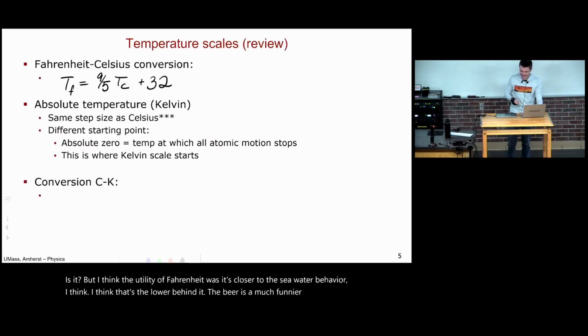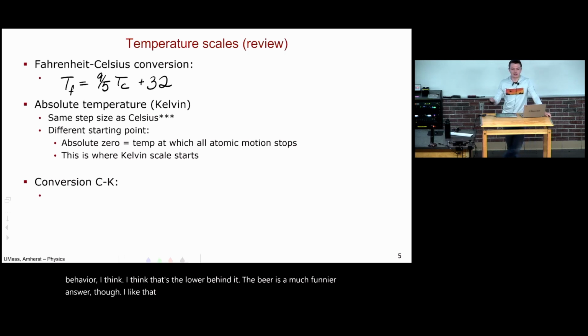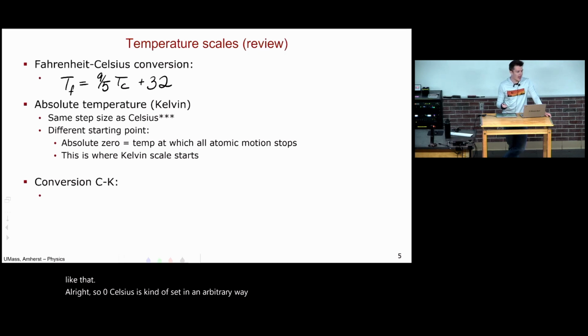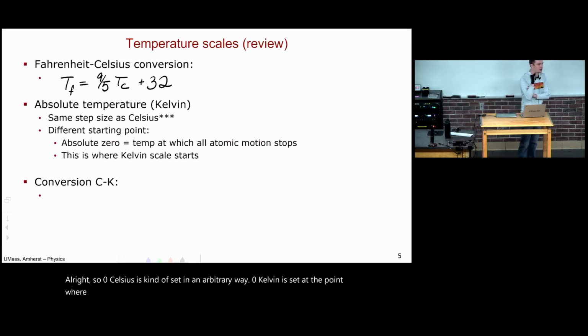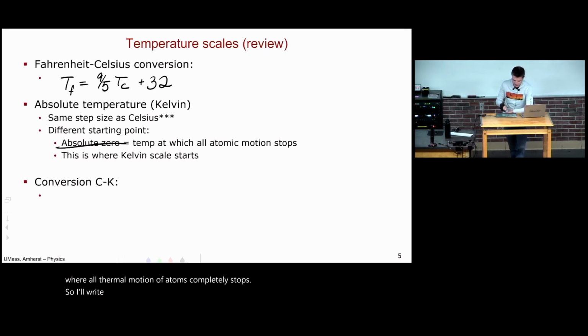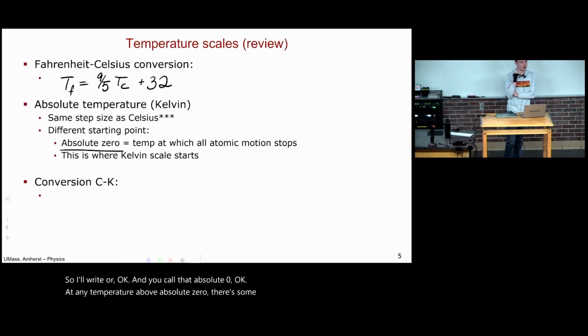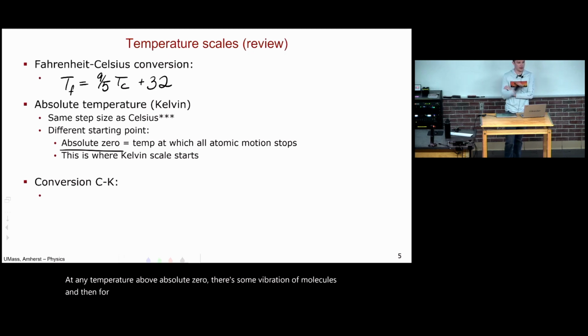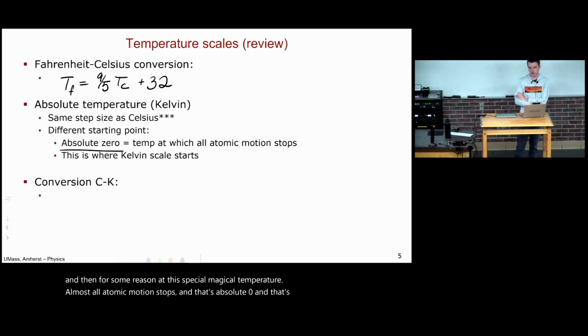I like that. All right, so 0 Celsius is kind of set in an arbitrary way. 0 Kelvin is set at the point where all thermal motion of atoms completely stops. So I'll write, okay, and you call that absolute 0. At any temperature above absolute zero, there's some vibration of molecules, and then for some reason, at this special magical temperature, all atomic motion stops, and that's absolute zero, and that's what you call 0 Kelvin.